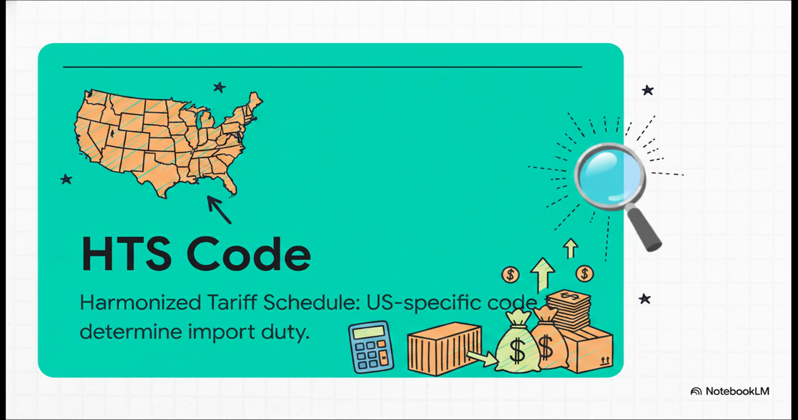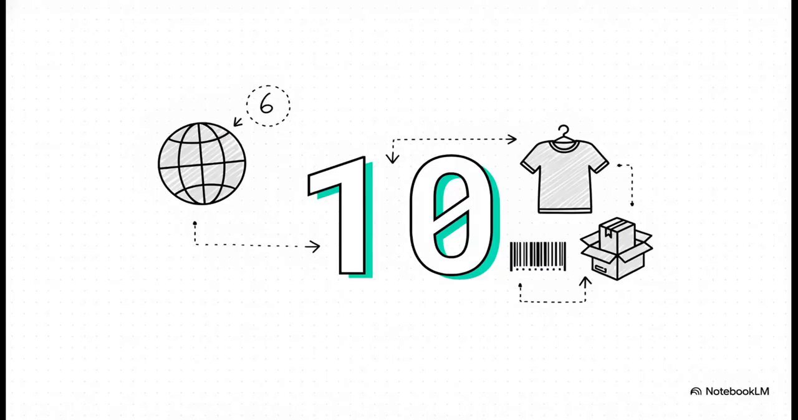Then we have the HTS code, or Harmonized Tariff Schedule code. You can think of this as the US-specific extended version of the global HS code. While the HS code gives the general category, the HTS code narrows it down specifically for American import regulations. This is the exact code that ultimately triggers the final tax bill for your buyer when that item lands in the US. So the really crucial point here is understanding this numerical difference.